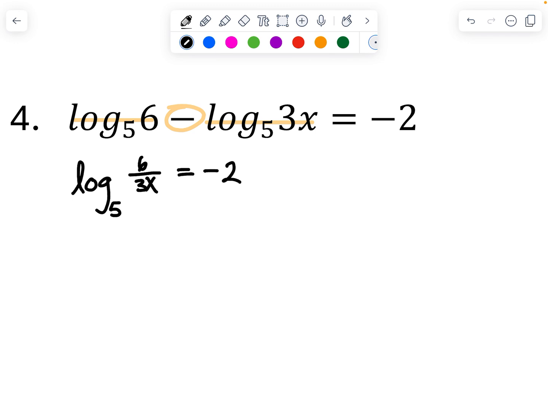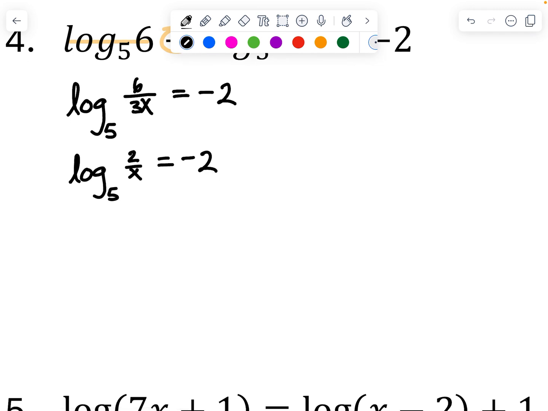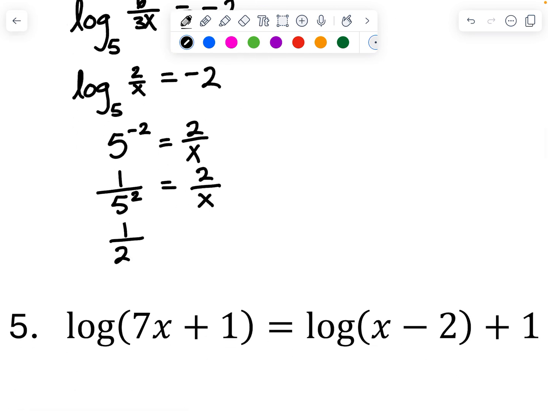And then I would probably reduce my fraction. So log base 5 of 2 divided by x is equal to negative 2. Then, because my variable is in the argument of a logarithm, I'm going to change my logarithm to an exponent. So that's going to give me 5 to the negative second power is 2 divided by x. So that is 1 over 5 squared is equal to 2 divided by x. So that is 1 over 25 is equal to 2 divided by x.